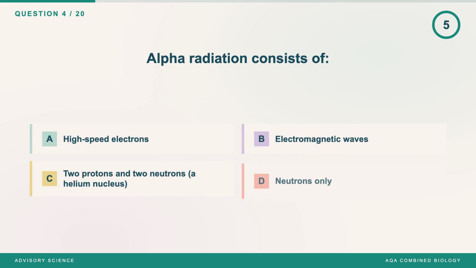Question 4. Alpha radiation consists of. Option A, high-speed electrons. Option B, electromagnetic waves. Option C, 2 protons and 2 neutrons, a helium nucleus. Option D, neutrons only. What is your answer?